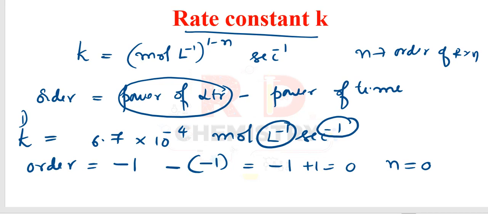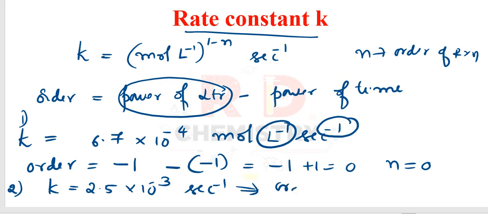Fine. So we have one more question. Suppose they give k is equal to 2.5 into 10 power minus 3 in terms of seconds inverse. So this order is equal to the power of the liter, which is 0, minus the power of the time. Second inverse, so minus 1 they have given, so plus 1. So the order of this reaction is equal to 1. Right? So this is very simple for you.